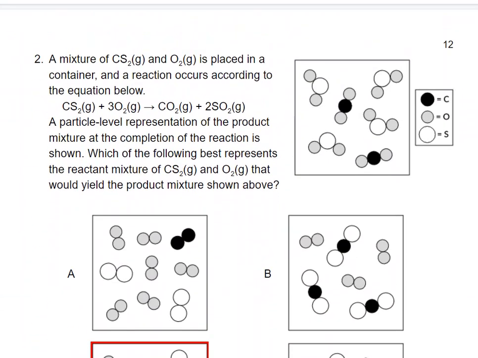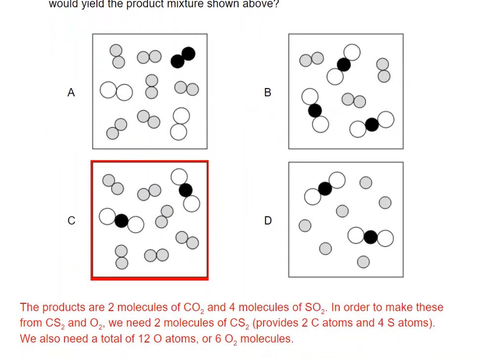Here's another particulate representation. This one is showing us a mixture of carbon disulfide and oxygen in a container that are reacting together. This is showing the reaction mixture at completion. So which of the following is going to best represent the reactants that would result in this set of products?